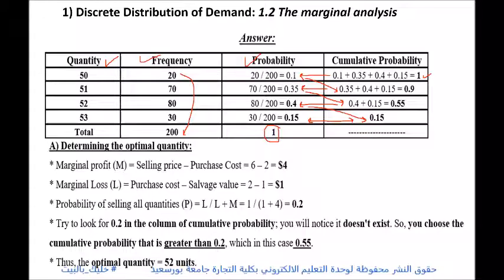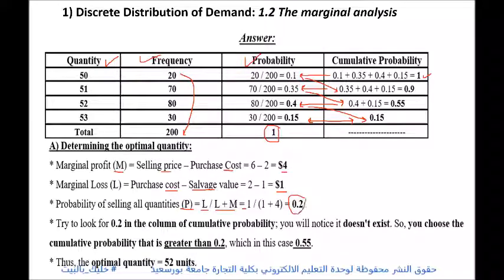Then you can calculate M as profit, marginal profit, price minus cost will be 4, and L as marginal loss, cost minus salvage will be 1. Probability of selling or quantity P equals L over L plus M, equal 1 over 1 plus 4. The result will be 0.2.